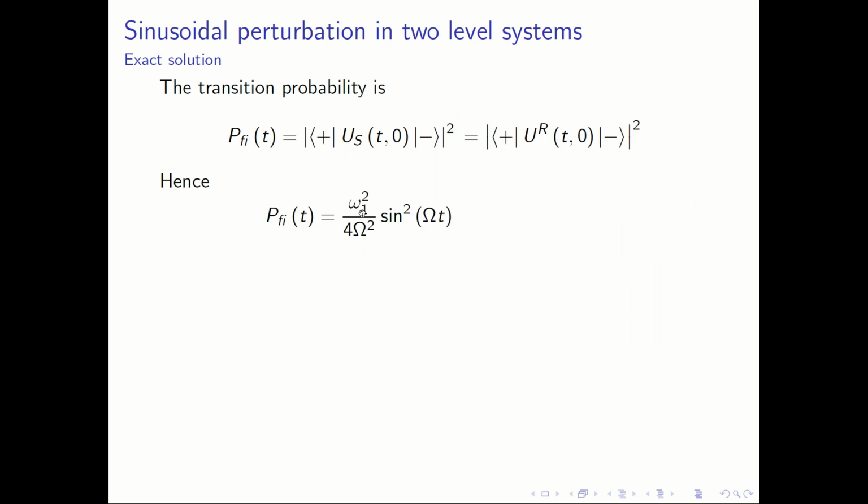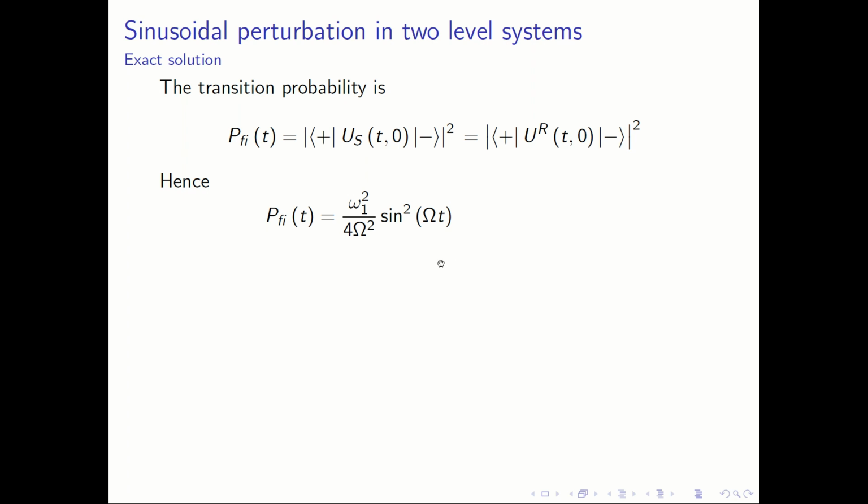So that's it. The transition probability from the initial state I to the final state F is given by omega 1 squared by 4 capital omega squared sine squared omega t. As I said, this capital omega is what is driving the oscillation. The frequency of the oscillation is given by capital omega, and it's called the Rabi frequency.